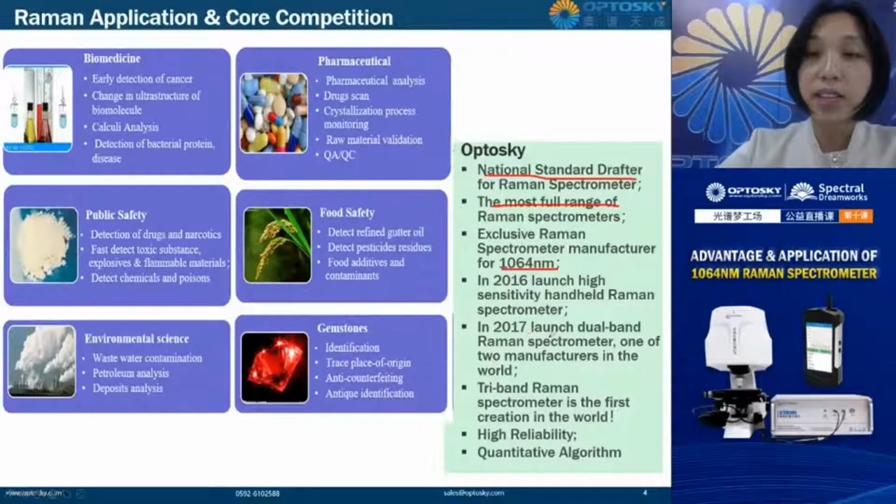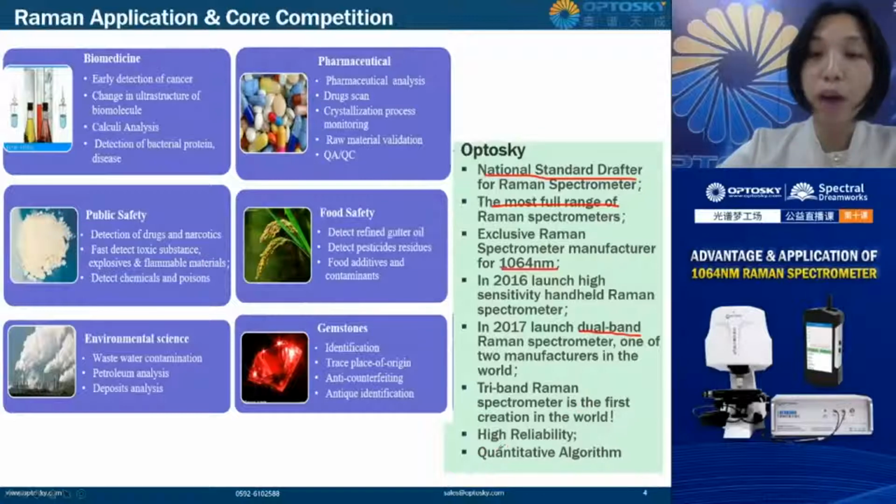Also in 17 we launched the dual band Raman spectrometers. This makes us one of the two manufacturers in the world who can manufacture dual band Raman spectrometers, and we also have the three band Raman spectrometers, and that will break the records in the world.